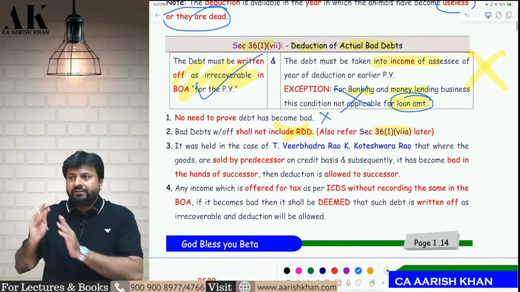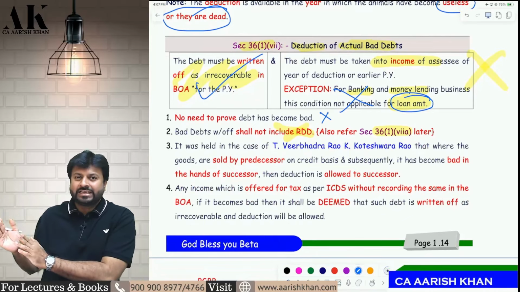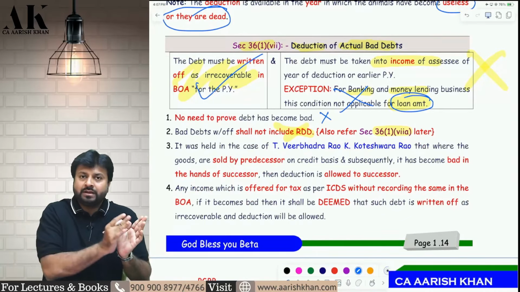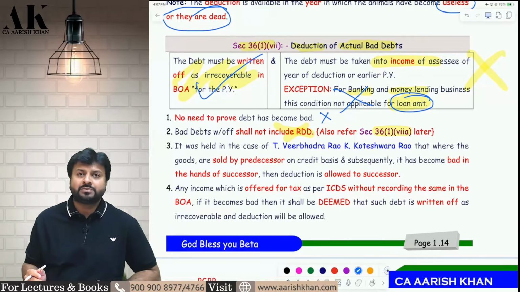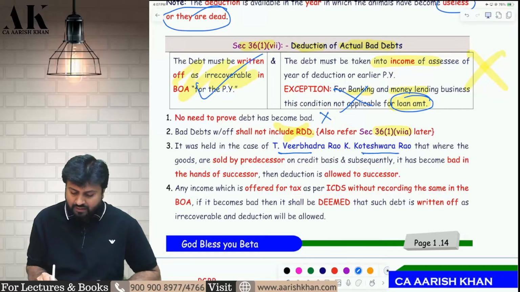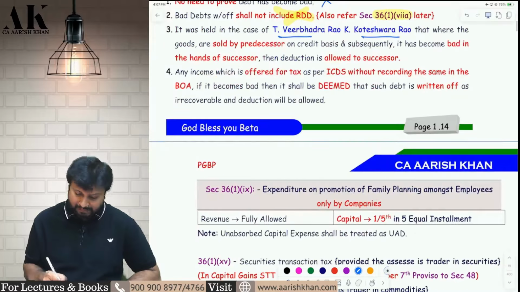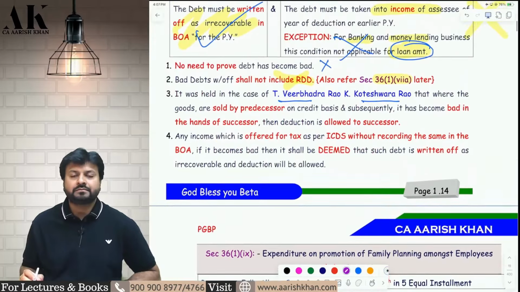Next, sir, if the goods are sold by the predecessor or amalgamating company and the debt has become bad in the hands of the amalgamated company, is it allowed as a deduction? Yes, it is allowed as a deduction as per the Supreme Court judgment of T. Veerabhadra Rao K. Koteshwara Rao. Check it, please.